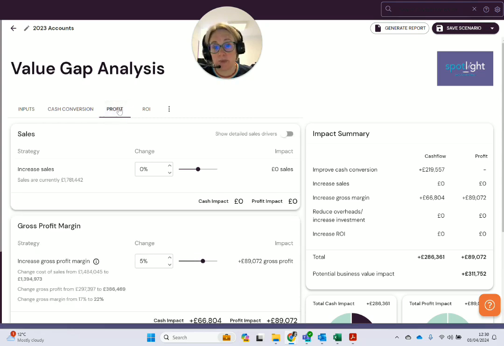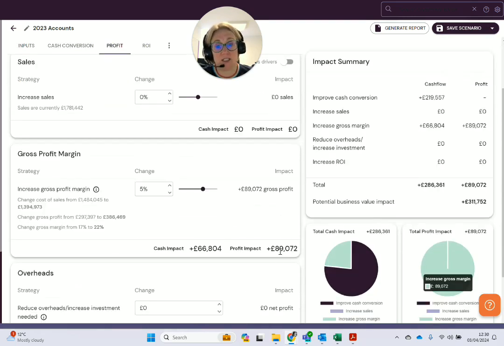Now, if you look at the profitability, gross profit margin actually dropped from 32% to 17%, but if the client just worked on increasing their margins by 5%, that would leave an extra £89,000 of gross profit. The cash impact of that £89,000 would be an extra £66,804 in the bank.